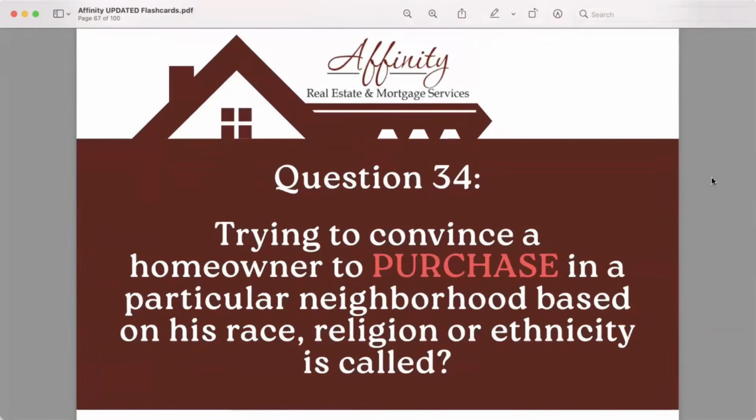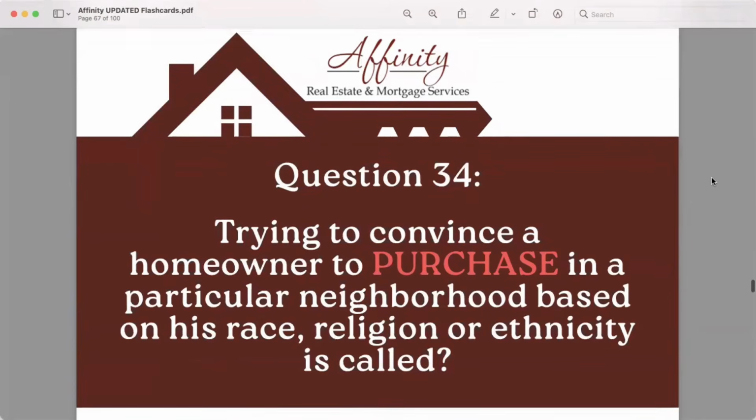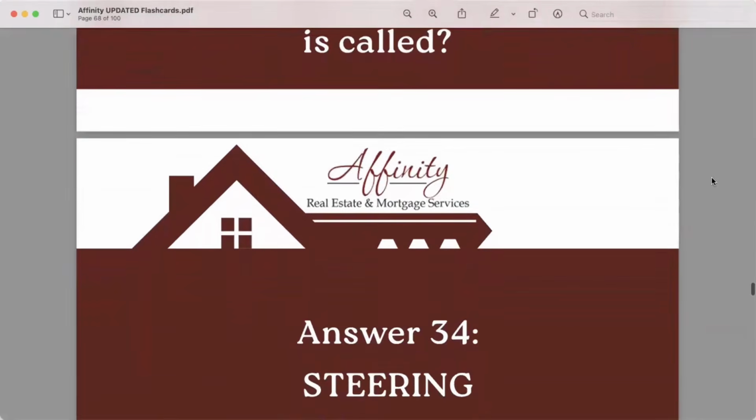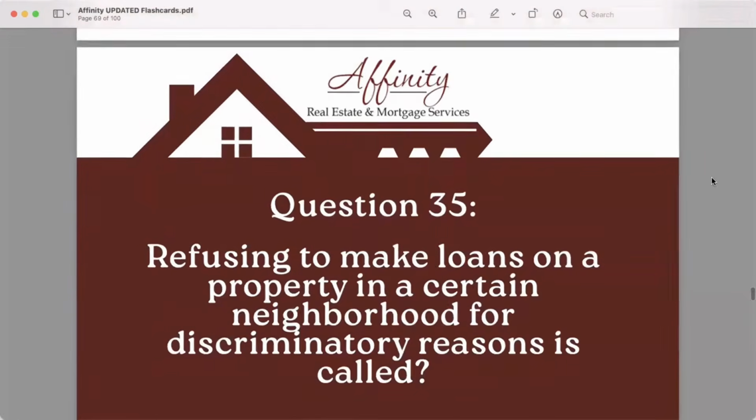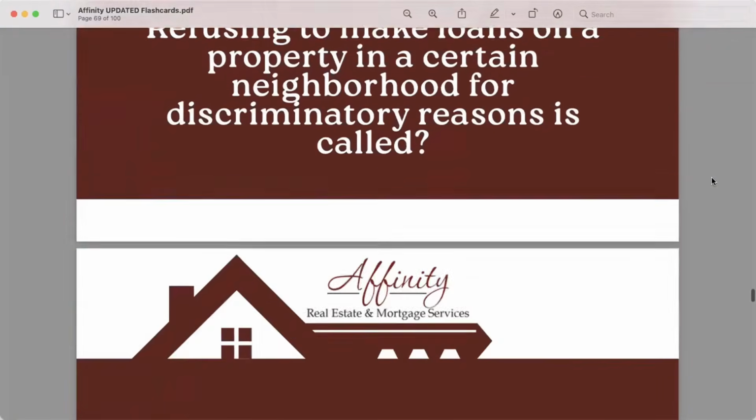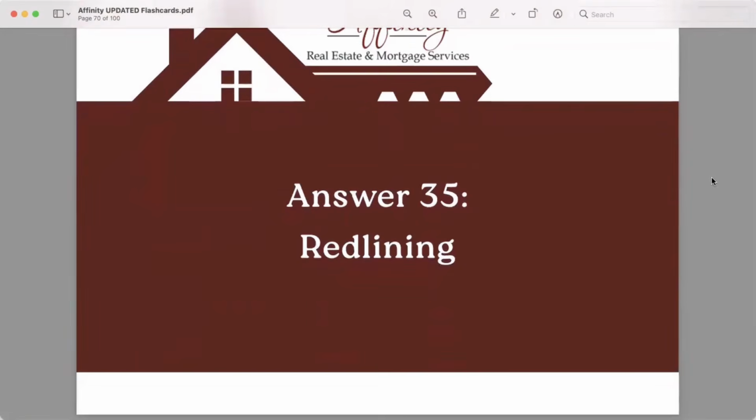Question number 34. Trying to convince a homeowner to purchase in a particular neighborhood based on his race, religion, or ethnicity is called. The answer is steering. Question number 35. Refusing to make loans on a property in a certain neighborhood for discriminatory reasons is called. The answer is redlining.